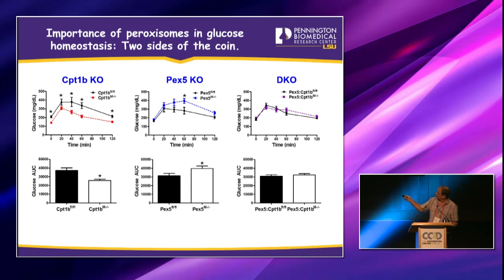Secondly, the improvements that you see in the CPT1 knockout mice in glucose tolerance require the ability to upregulate peroxisomes, because when you knock out peroxisomes in those animals, you negate the improvements in glucose homeostasis. So this really emphasizes the importance of peroxisomes in helping to maintain whole body glucose homeostasis.